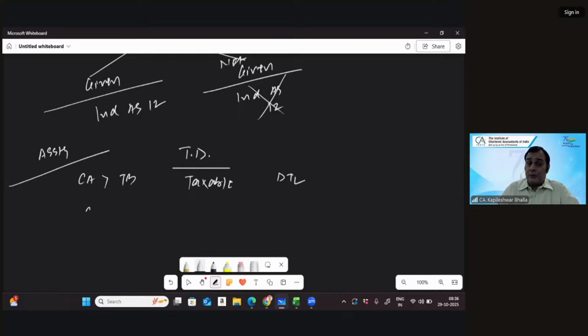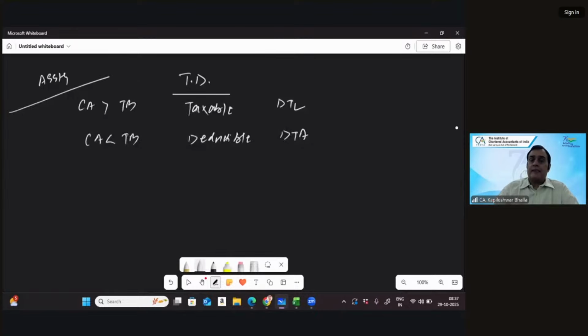And if it is the other way around, the carrying amount is less than the tax base, then it becomes deductible in nature. In this case, it becomes a deductible temporary difference, and this is going to give rise to a DTA. Similarly, if it goes for a liability, you just need to be clear that it is exactly opposite as compared to assets, which means that if the carrying amount is more than the tax base for the liability, it becomes a deductible difference in nature.